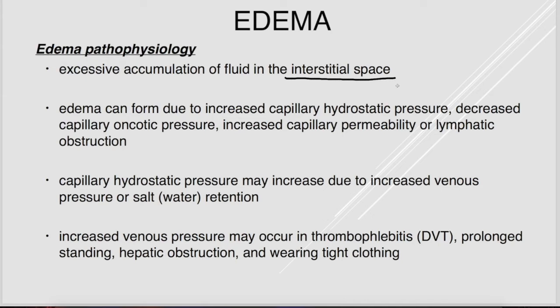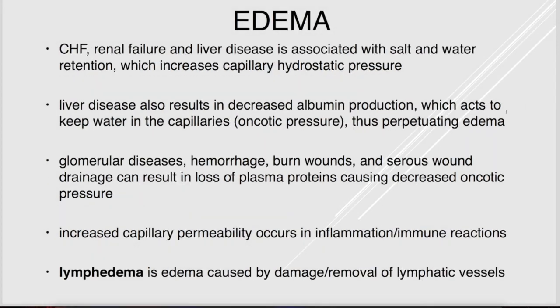Capillary hydrostatic pressure increases oftentimes due to increased venous pressure. If you have increased venous pressure, which occurs in things like DVT or cirrhosis or standing, that increases capillary hydrostatic pressure. I'll explain that more when I talk about cirrhosis. Or if you're retaining salt, that's going to result in water retention also, which increases blood volume, and that's going to increase your capillary hydrostatic pressure. So these are all associated with salt and water retention. We'll talk about liver disease today, but we'll talk about CHF and renal failure down the road.